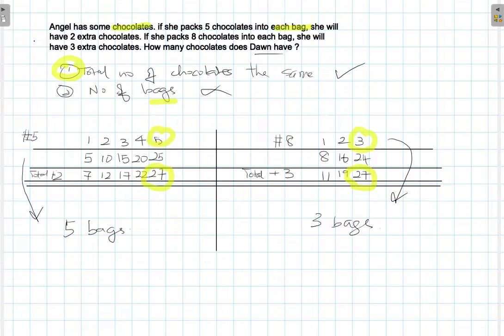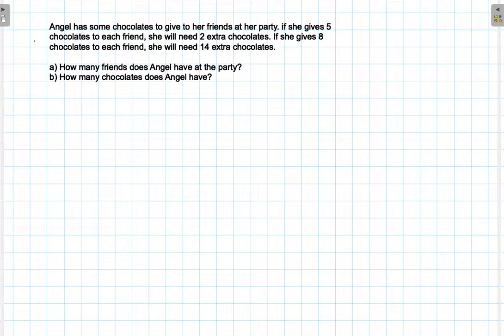Okay, we go to the next question. It's chocolates again. So you will see a very similar question, but then how come the approach of doing it is different? We come to this. Angel has some chocolates to give to her friends in the party. Now I have friends. Okay, if she gives 5 chocolates to each friend, she'll need an extra 2 chocolates. If she gives 8 chocolates to each friend, she'll need an extra 14 chocolates.